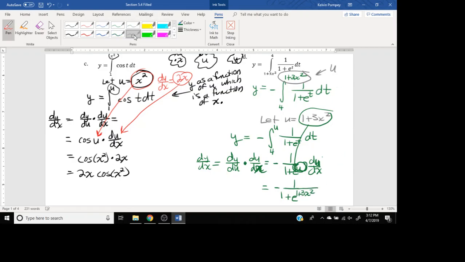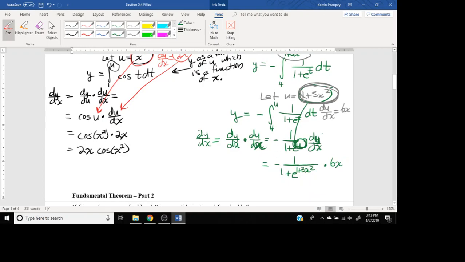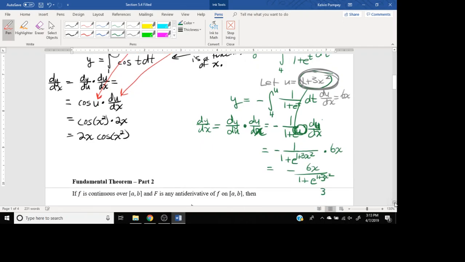And I do the derivative of u with respect to x. Well, that means du over dx equals 6x, because I do the derivative of 1 plus 3x squared, which is 6x. So in my derivative dy dx, that's times 6x. And so this equals negative 6x over 1 plus e to the 1 plus 3x squared. All right, and that will be my solution there.